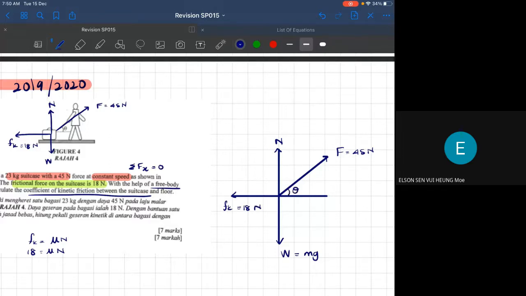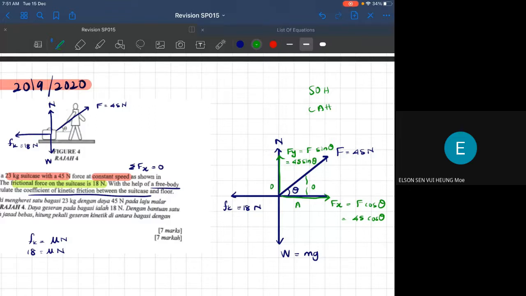Tapi kita tahu we have to resolve this to be Fx is equals to, this is opposite adjacent, so ni akan jadi adjacent akan jadi cos lah, F cos theta, which is 45 cos theta tak tahu berapa. And ni pula akan jadi Fy, F sin theta. Okay, sebab opposite kan kat sini. So ni akan jadi 45 sin theta.